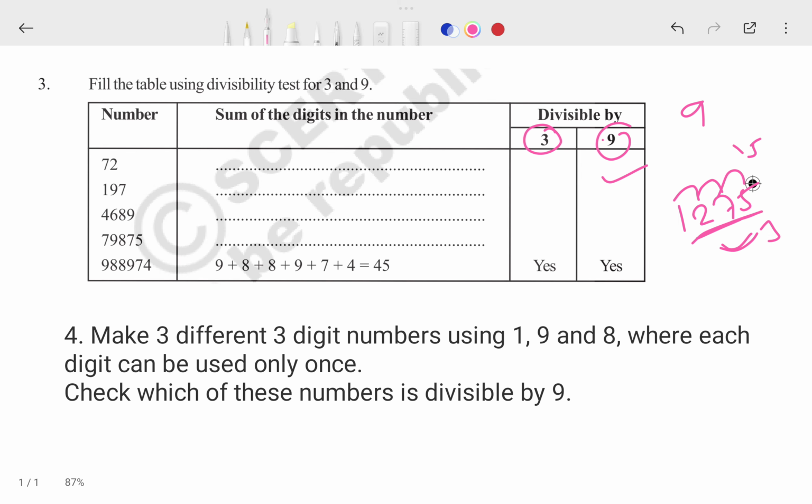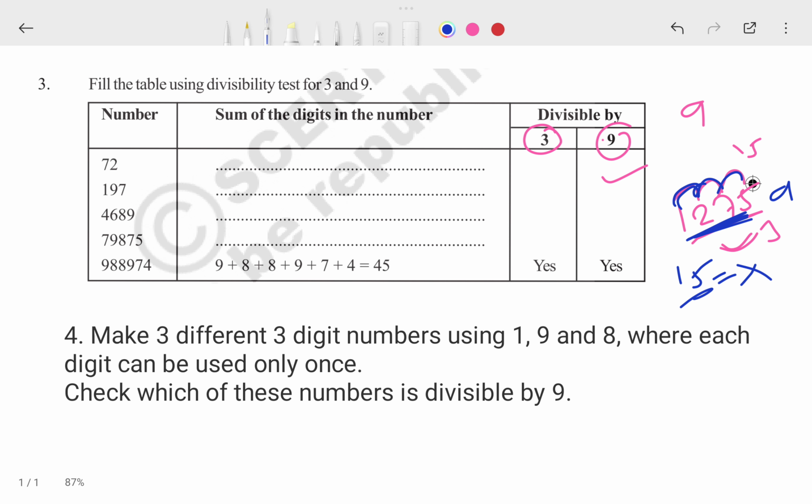So how can you check if this is divisible by 9 or not? It's the same only. You have to add all the digits, and if the sum is present in the 9 table, it is divisible by 9. It's simple, same as 3. Add 1 plus 2, 3, 3 plus 7, 10, plus 5 is 15. In the 9 table, is 15 there? No, not there. It means this number is not divisible by 9.